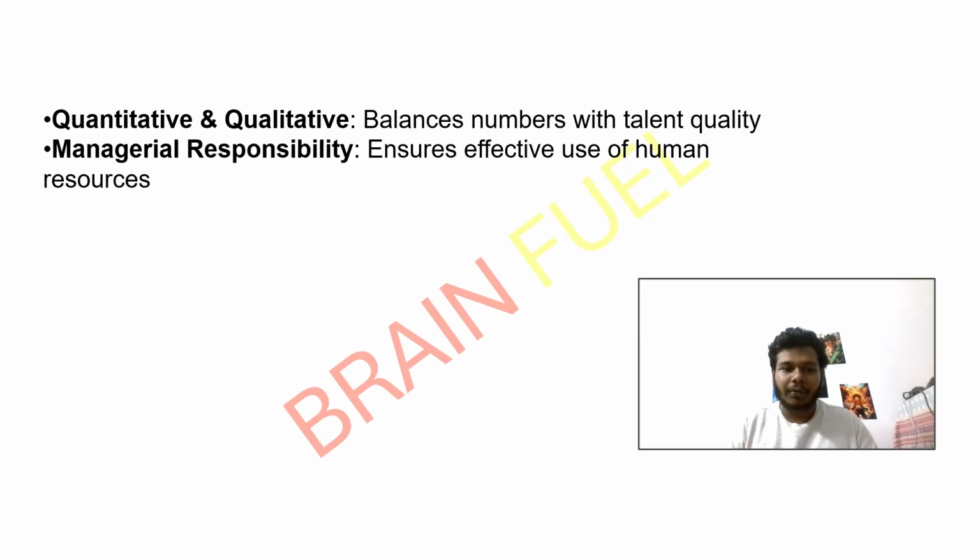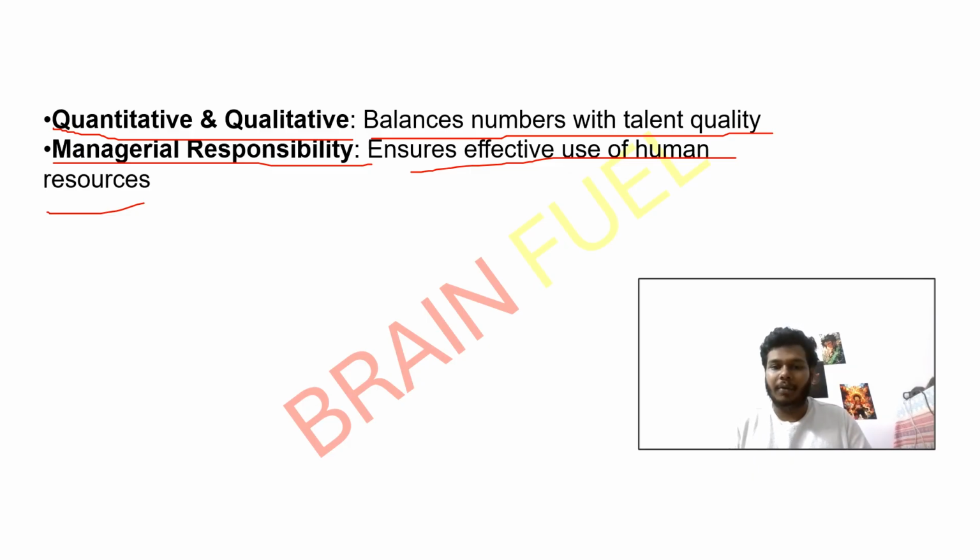The fourth feature is quantitative and qualitative. Balances numbers with talent quality. So there should be a balance between numbers and talent quality. Managerial responsibility ensures effective use of human resources. So every employee must be used as a human resource.